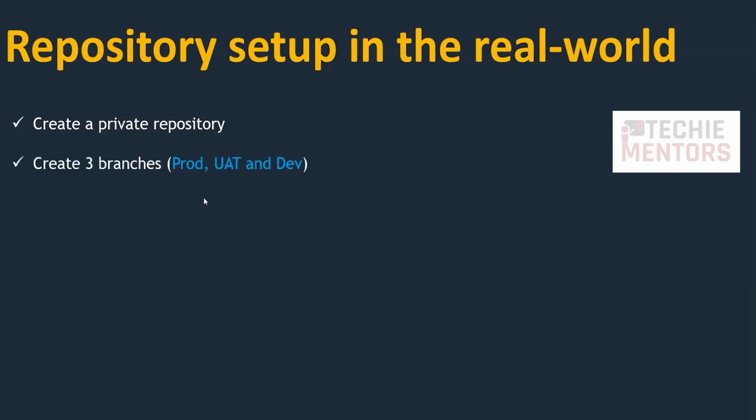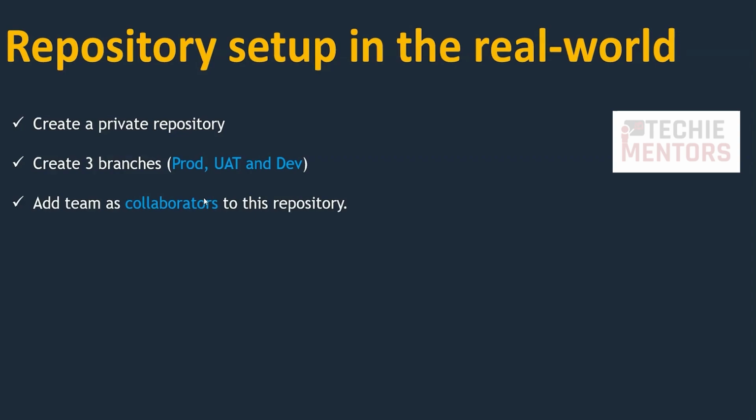Next, I'm creating three branches. One is prod, UAT, and dev. Here, I'm not using the master branch. As you know, by default we get a master branch, but I'm deleting that branch and I will use prod, UAT, and dev branches.